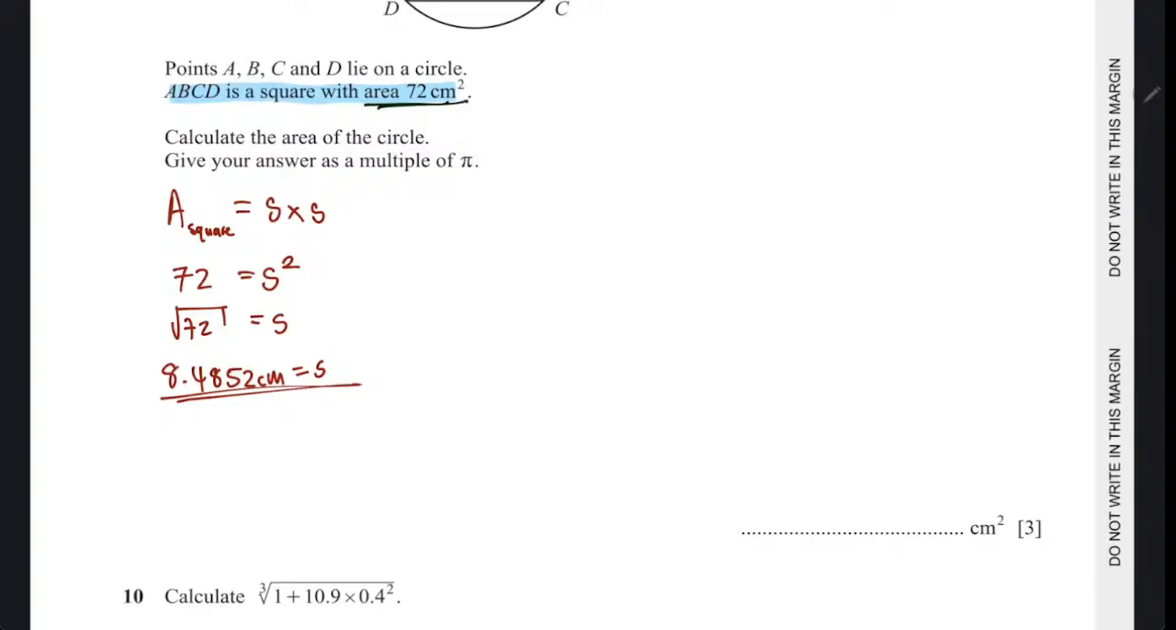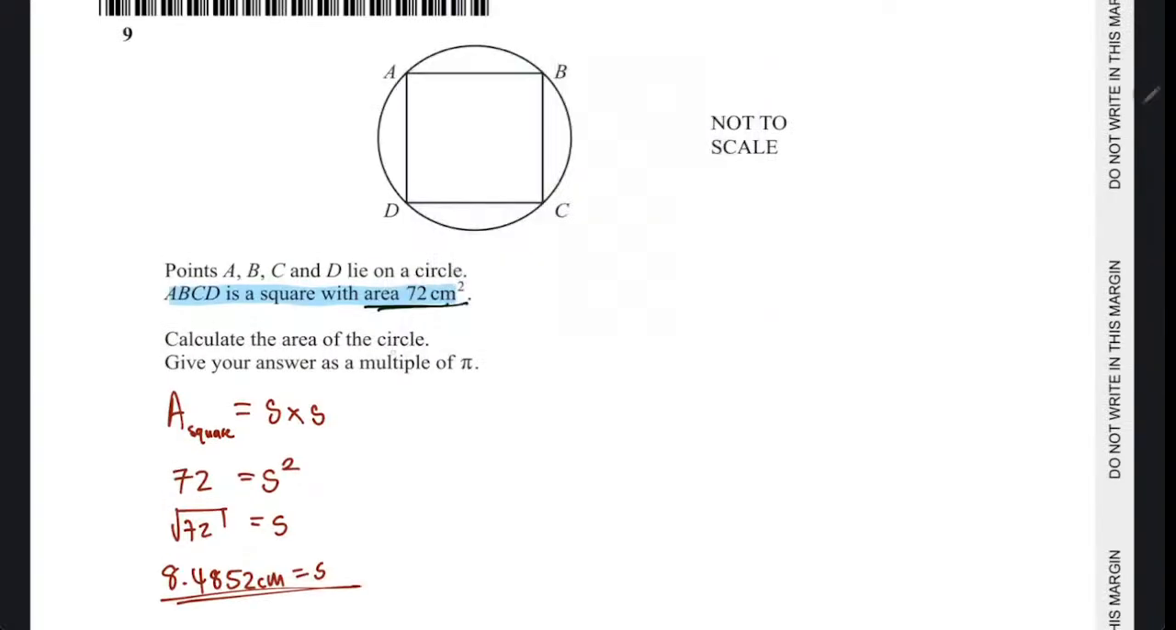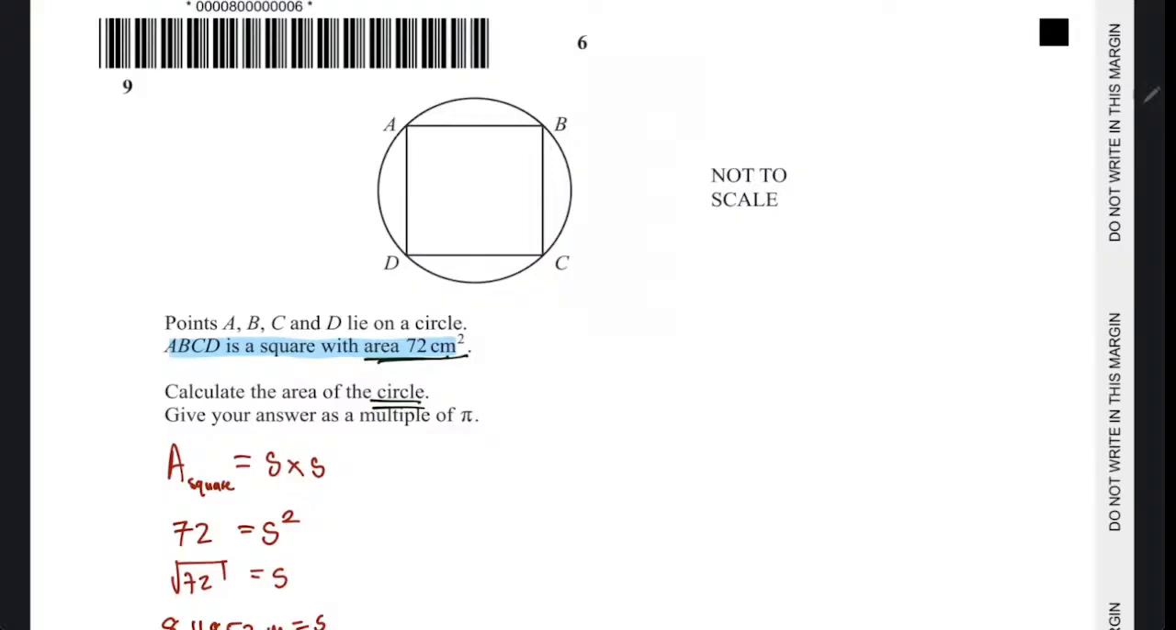Now, they want us to find the area of the circle. Now, how am I going to get area of the circle? For me to find area of a circle, I would need to have a radius of the circle, which is this r. This is the radius. If I can find this radius, then we know that area is equal to pi r squared. Is it true?